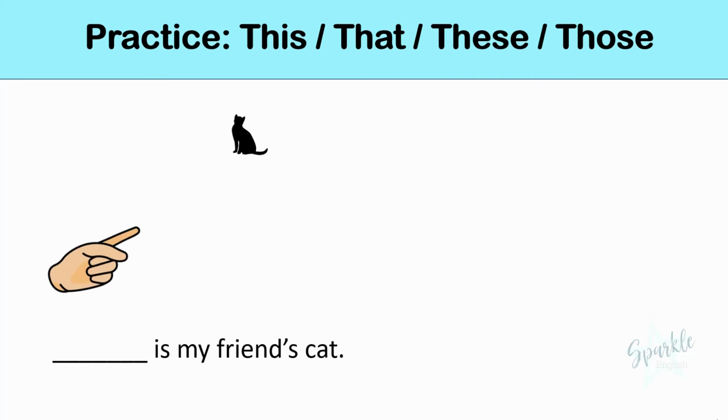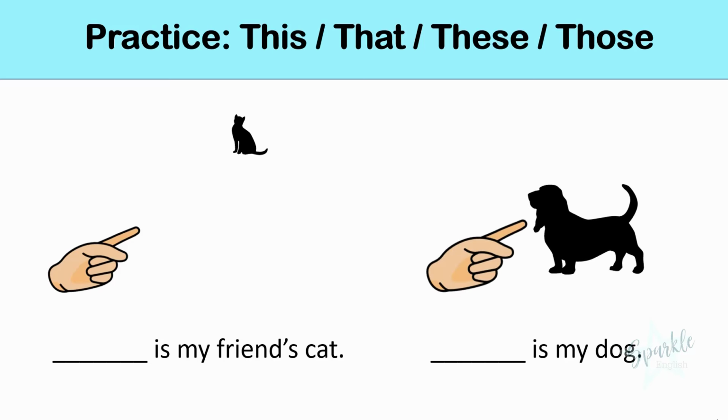Now let's do some practice. Can you fill in the blank correctly for each of these sentences? Is my friend's cat. Is my dog. Remember to pay attention both to how many objects there are and how close it is to the speaker. In the first example, the cat is not close to the speaker, and there is only one cat. In the second example, we have a dog which is close to the speaker, and again, only one dog.